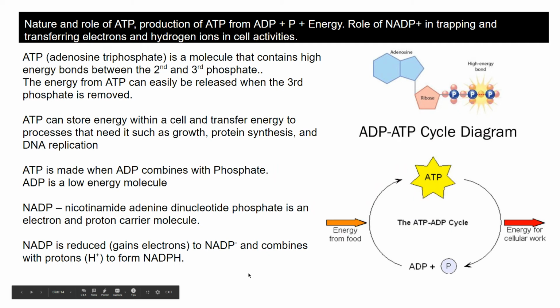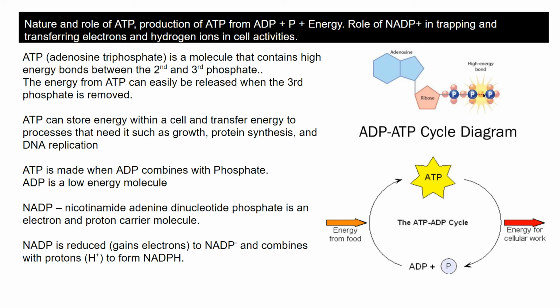Okay, now a little bit more about ATP and NADP. ATP is adenosine triphosphate. It's an energy-rich molecule. It's a molecule that contains high-energy bonds. These bonds are located between the second and the third phosphate. And if you look at what ATP is made from, it's made from adenosine, from ribose, and three phosphates.